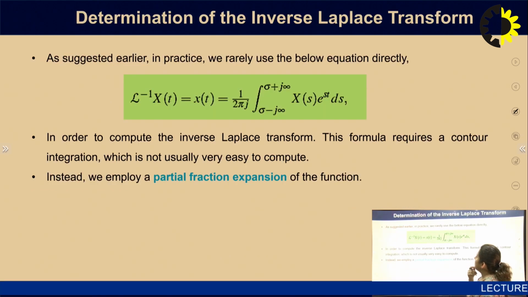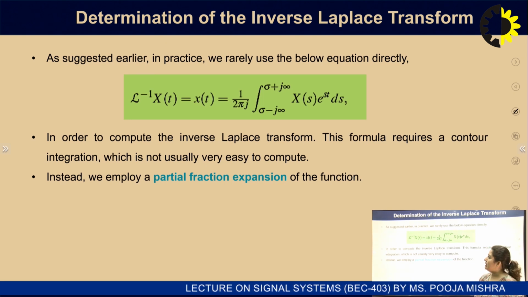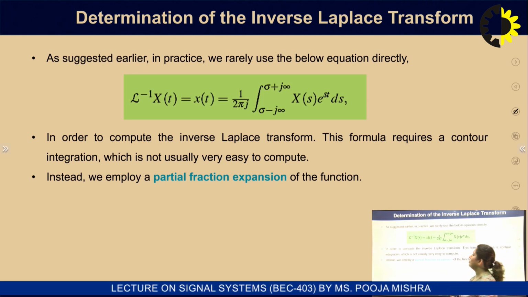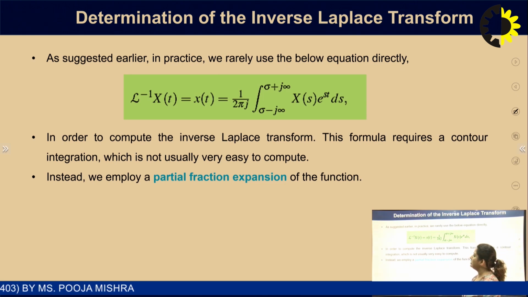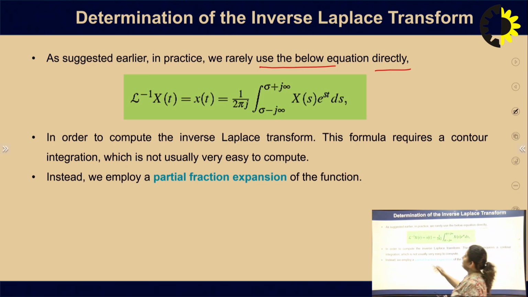Now we have the determination of the inverse Laplace transform. In the earlier Fourier topic, maybe you have read in mathematics or in some courses that in the Fourier domain we use j omega terms, while in Laplace we use the s domain. In the same way, the Laplace inverse and the Fourier inverse are similar to each other. As suggested earlier, we rarely use the below equation directly. Normally the Laplace transform of x(t) is X(s).